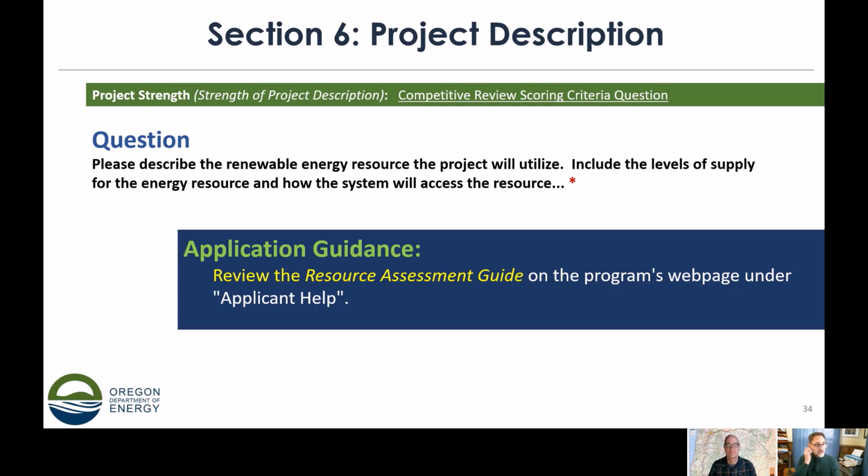As we move forward, one of the other key questions in section 6 is, please describe the renewable energy resource the project will utilize, include the levels of supply for the energy resource, and how the system will access the resource. To help applicants in the second round, we have created a simple guide, the resource assessment guide, on the program webpage. You'll find that in the sidebar tab labeled applicant help. We do advise taking a look at that. It'll give you a little bit more idea of what you're looking at determining. That'll help you answer this particular question about the resources for your particular project or planning project.